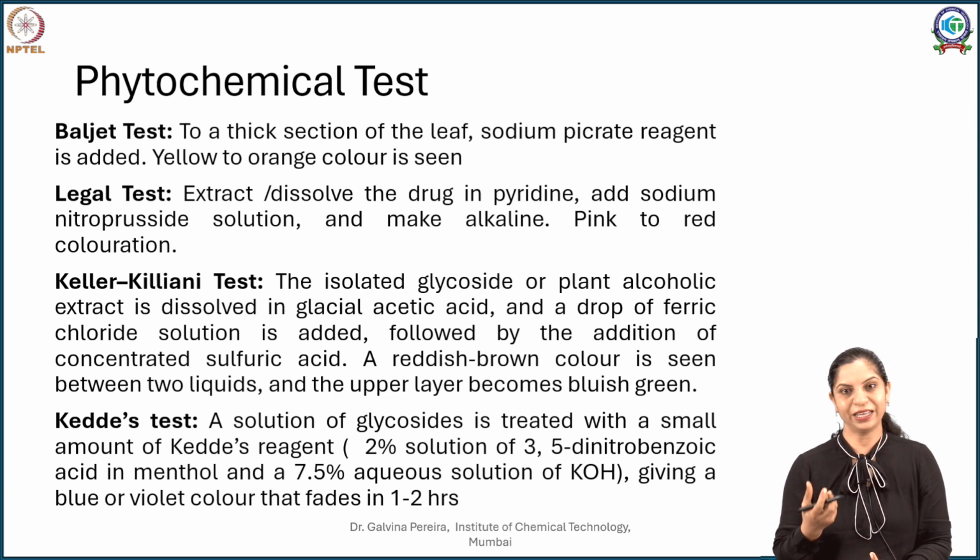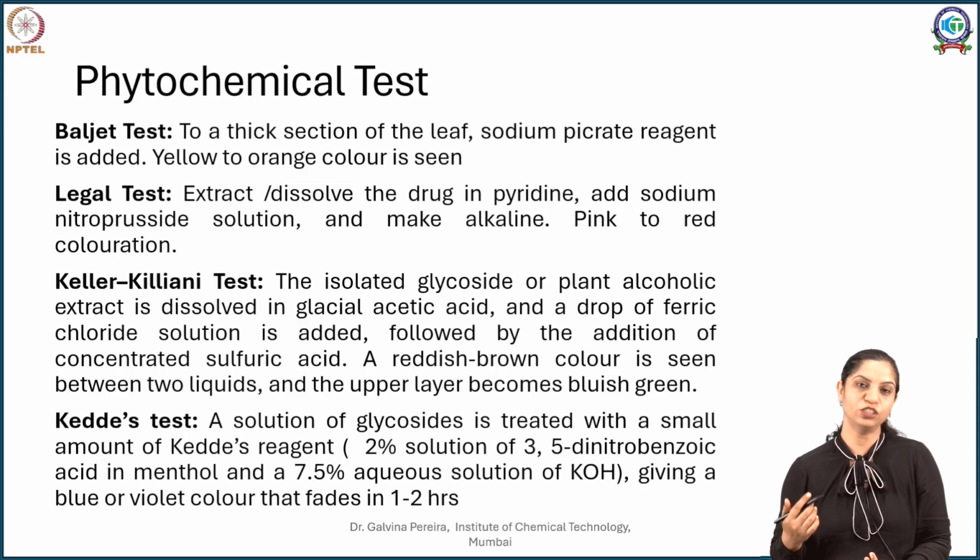So it is said that picric acid gives you a strong coloration, whereas the presence of a base like sodium hydroxide, or the sodium salt of picric acid in this case, intensifies the color to an orange shade. The next test is Legal's test. In this case you can take the pure cardiac glycosides, or you can dissolve or extract the drug in pyridine. Now this is treated with a little sodium nitroprusside solution and made alkaline in a similar manner, but this time you will get a pink to red color.